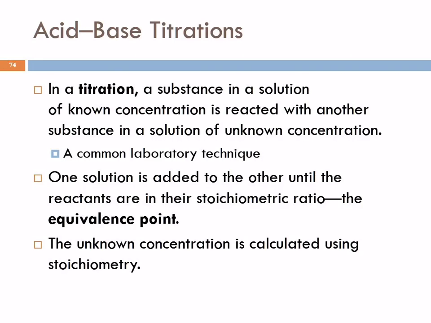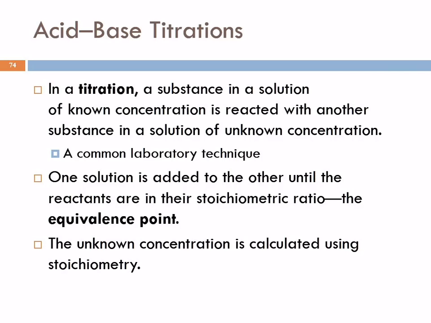Acid-base titrations. We did these on Tuesday. So in a titration, we have a substance in a solution of known concentration, and we react it with another substance in a solution of unknown concentration. So what we did is we made a solution of oxalic acid. We weighed out the oxalic acid, so we know what that is. Then we reacted it with sodium hydroxide in the burette. And based on that reaction, then we calculate the molarity of the sodium hydroxide.